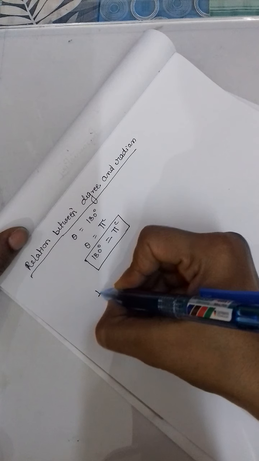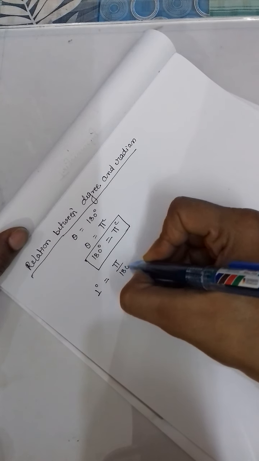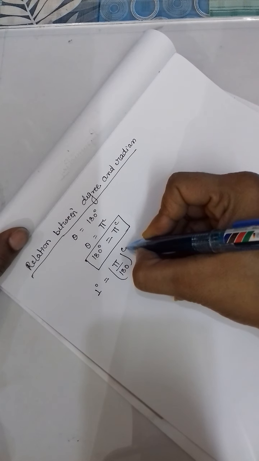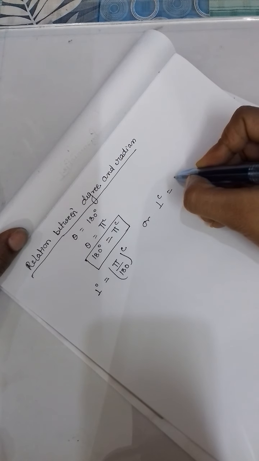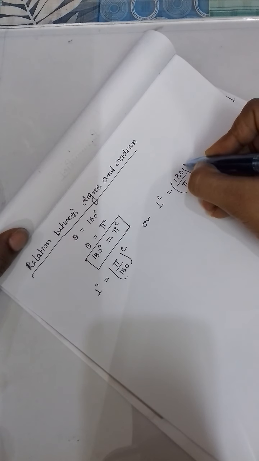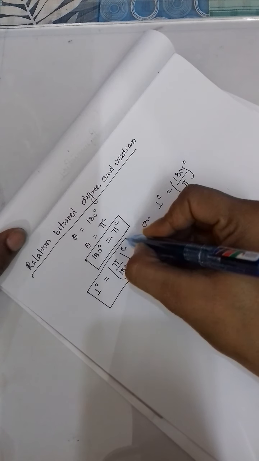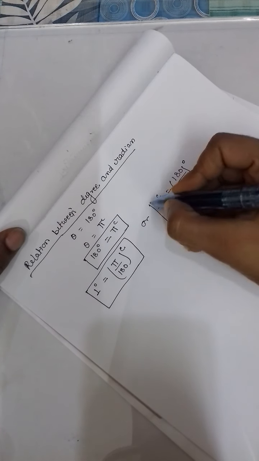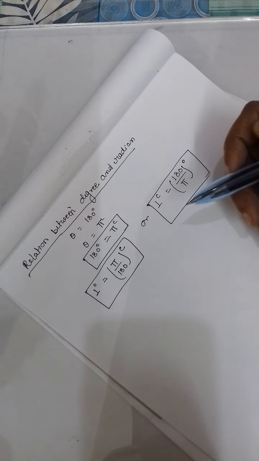180 degree equal to pi radian means what? 1 degree is equal to how many radian? Pi divided by 180 radian. Or what about 1 radian? 1 radian is equal to 180 upon pi degree. Okay students, we are using these two concepts widely for solving these questions. Now let us come to solve the questions.